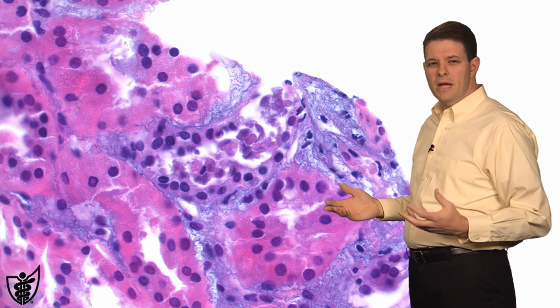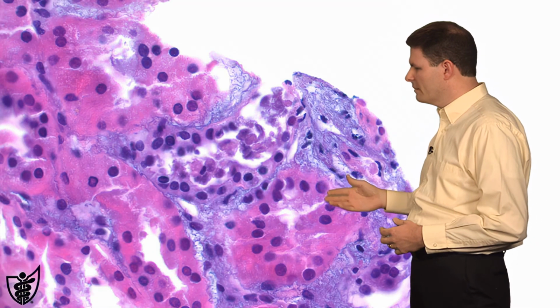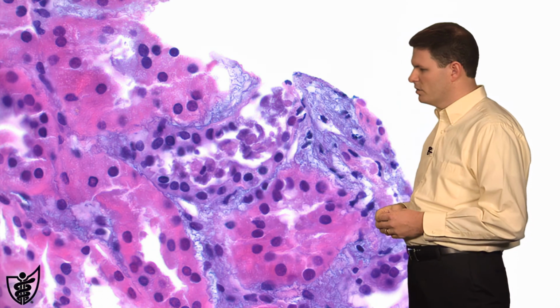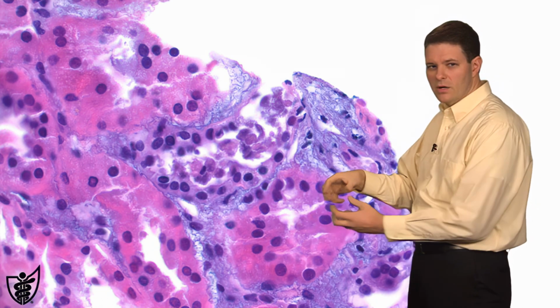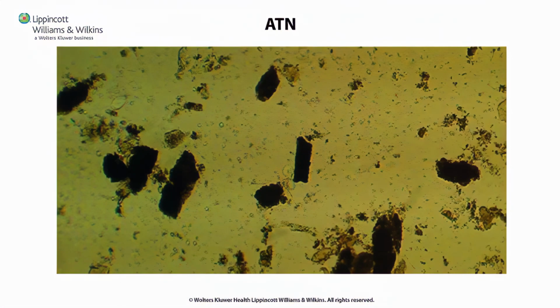The kidney biopsy may show sloughing of the tubular epithelium cells into the lumen of the tubule. So instead of the tubules being nice and open looking, they sort of look constricted or clamped down. You should also know that ATN classically causes muddy brown casts in the urine. We'll talk about casts in detail later, but remember, muddy brown casts with ATN.